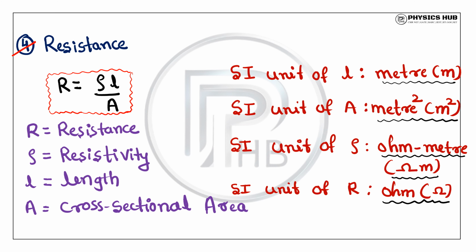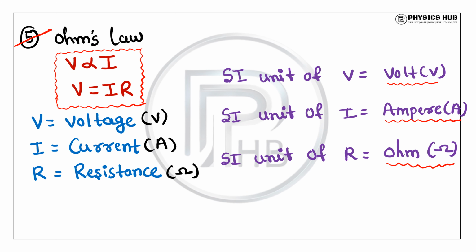Next, the SI unit of resistance is ohm, denoted as omega. Next is Ohm's law. Ohm's law is defined as: the electric current through the conductor is directly proportional to the voltage and inversely proportional to the resistance.